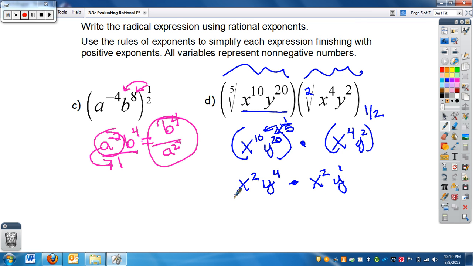Now, on this one, I have two sets of x's as my base, so I need to put them together. So this is x squared times x squared, so I have a total of x to the 4th, and I have y to the 4th times y, so that is y to the 5th.